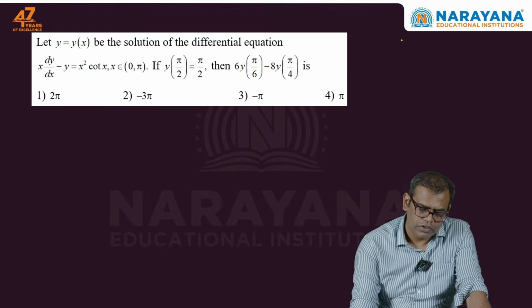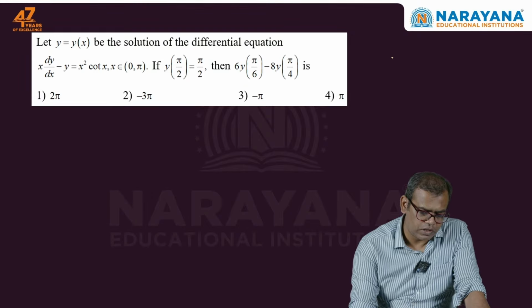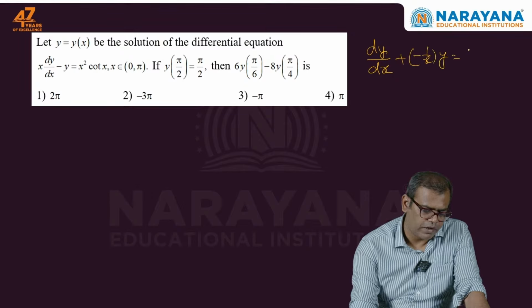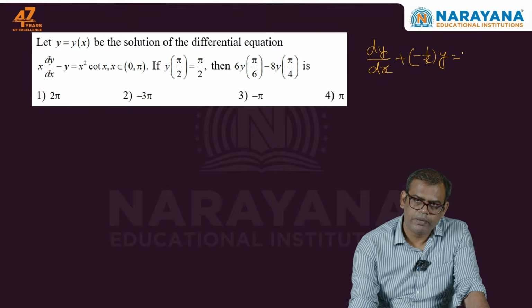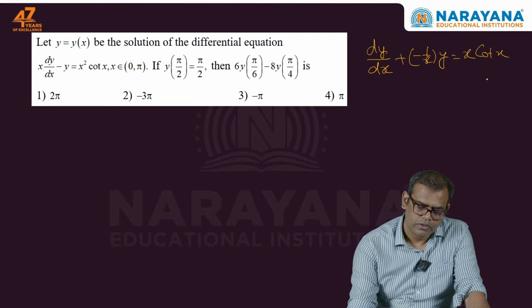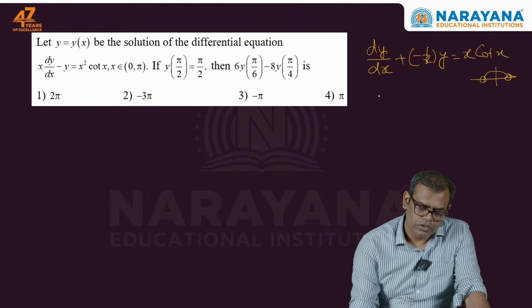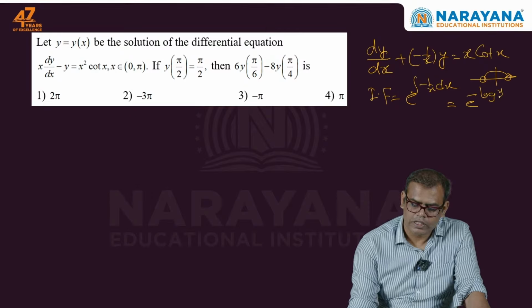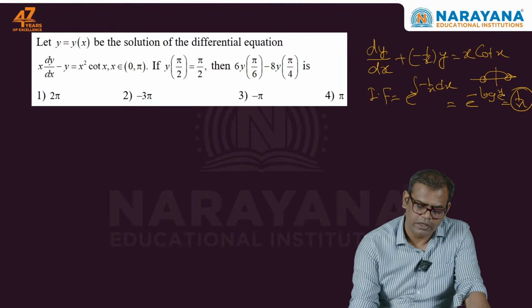First arrange this differential equation in linear differential equation format, divide by x, so it will come dy by dx plus minus 1 by x into y, equal to x into cot x on the right hand side, where x is from 0 to pi, right? So the integrating factor is, find integrating factor, e to the power minus integral of 1 by x dx, that will come e to the power minus log x base e. So 1 by x will come as the integrating factor.